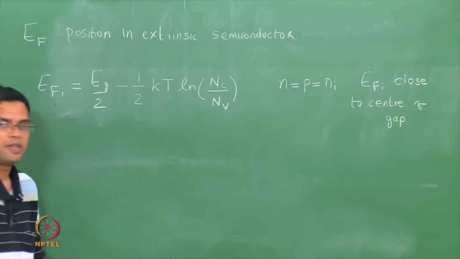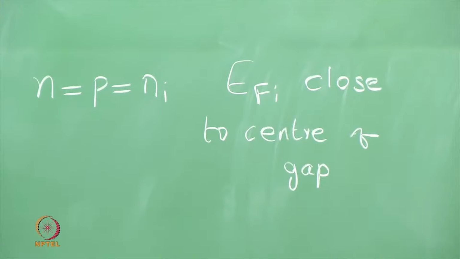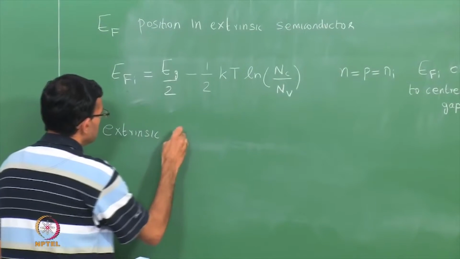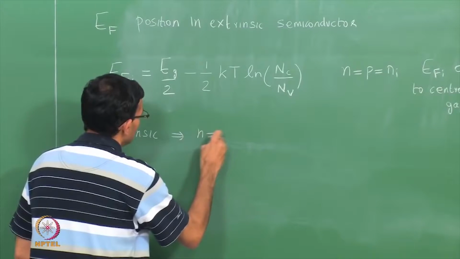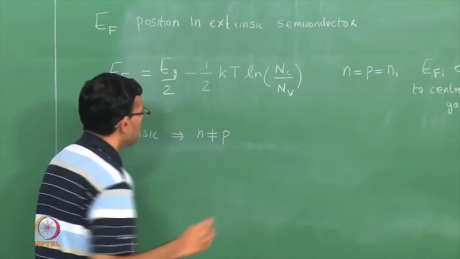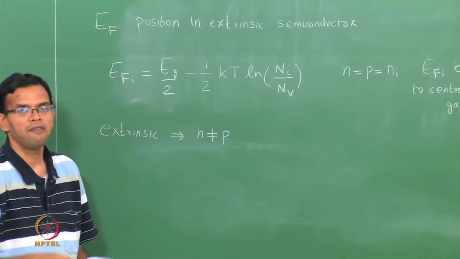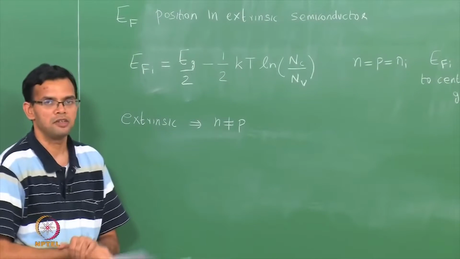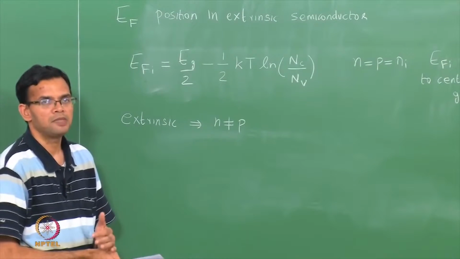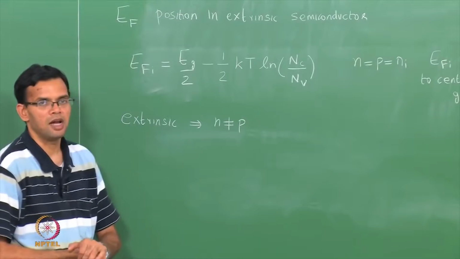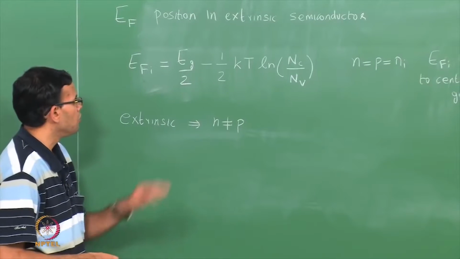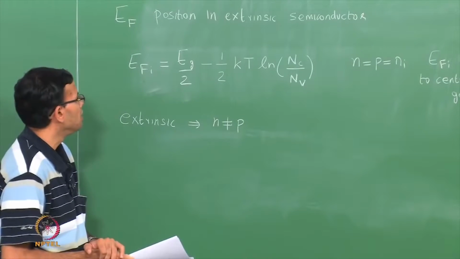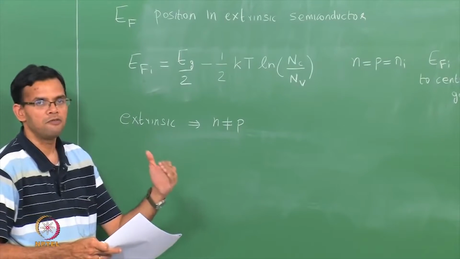In the case of an extrinsic semiconductor, n is no longer equal to p. In fact, if we have an n type semiconductor, we see that n is much larger than p. If you have a p type semiconductor, p is much larger than n. So, in order to compensate for this difference in n and p, the Fermi level will also shift from the middle.